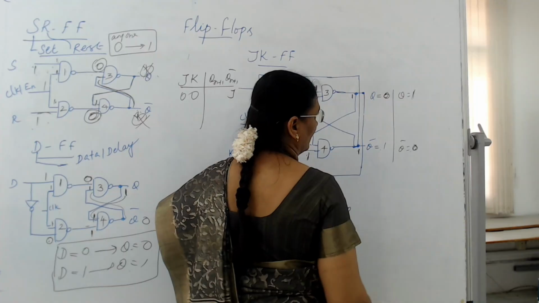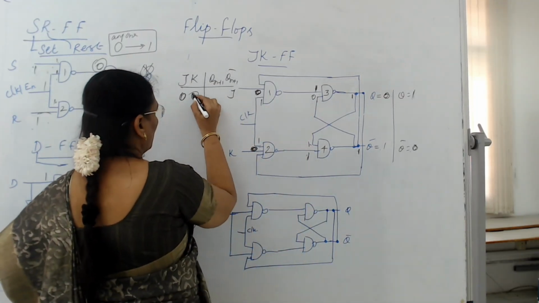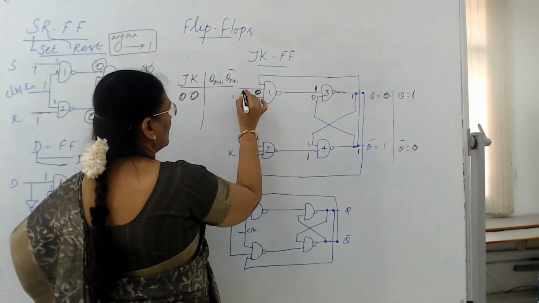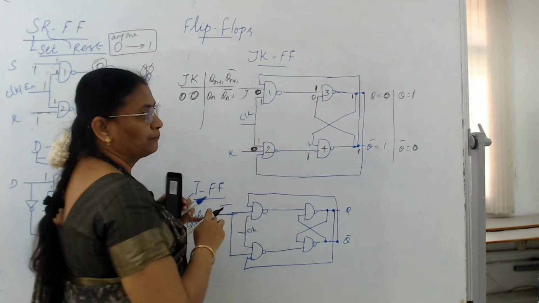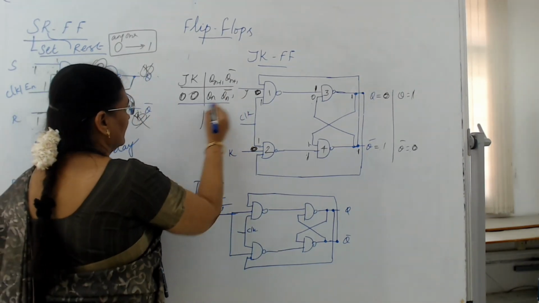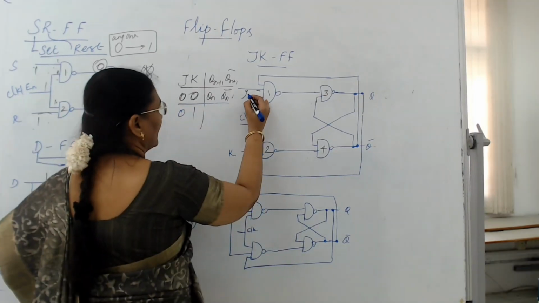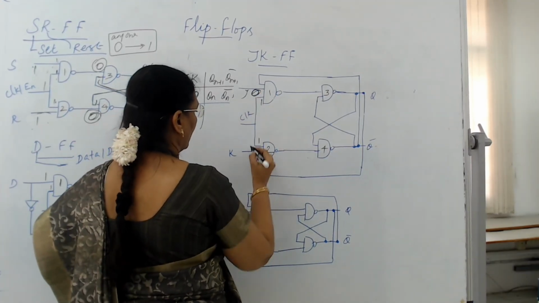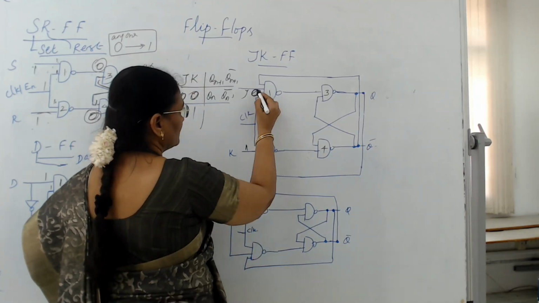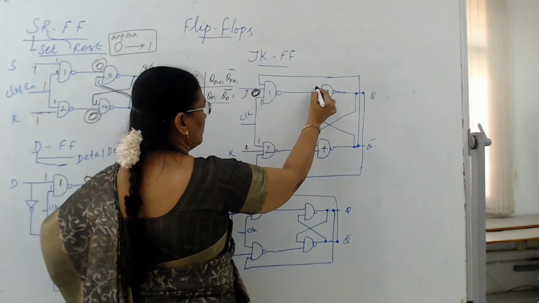So the same thing is maintained. If it is 0, 0, it is dependent on the previous value, that is Qn, and Qn bar is maintained. The second case is, if J is equal to 0 and K is equal to 1. If J is 0, here the output will become 1.